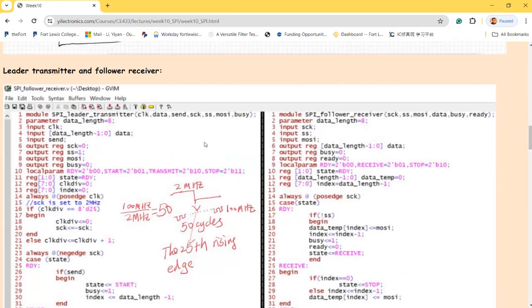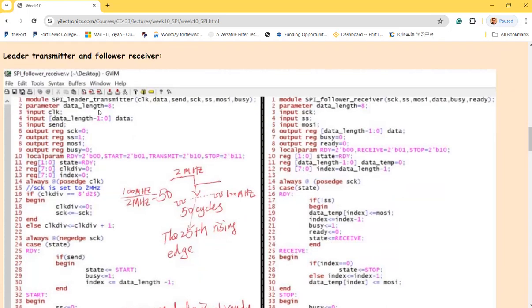If you look at this example, the leader transmitter, leader is a master, is a controller. Leader, master, controller is the same thing. And follower, slave, and what is the other one? Peripheral, right? They are all the same thing as well. The textbook uses leader and follower, and the most standard in the industry is peripheral and controller. So controller is this one, leader, and follower is here.